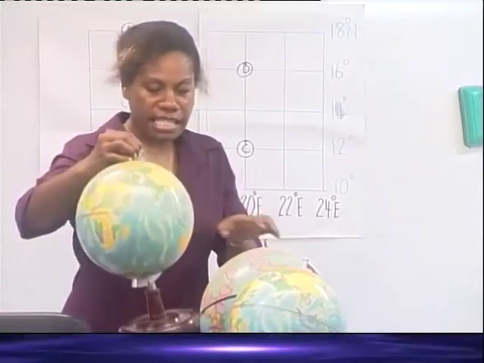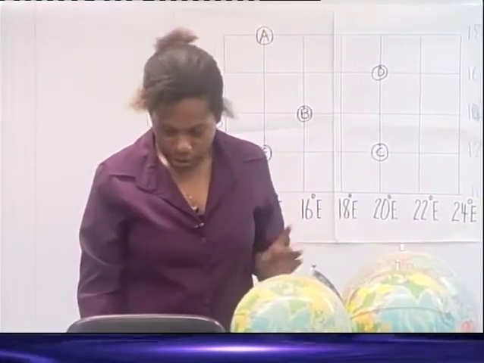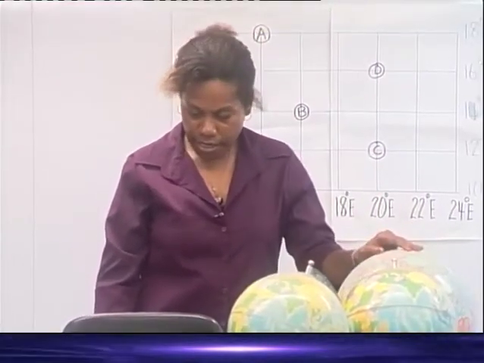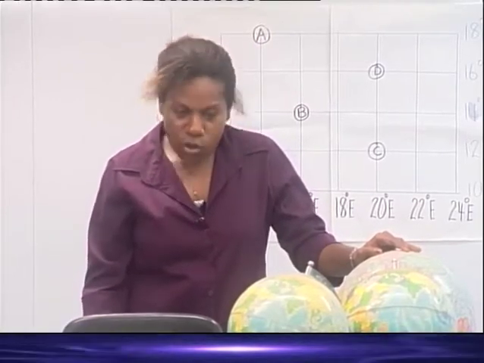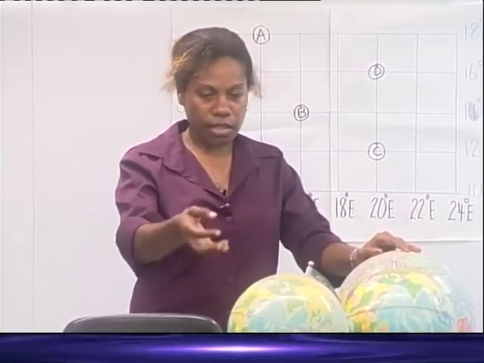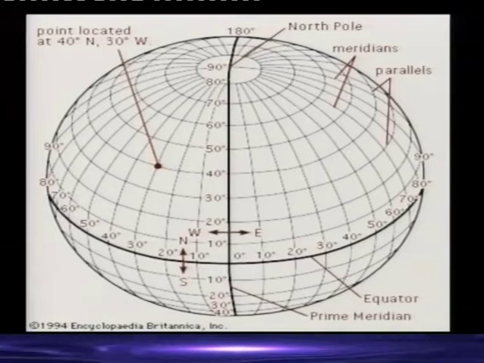So meridians and parallels instead of latitude and longitude lines. Okay, good. Now we'll move on. All right. So you always find these lines, latitude and longitude lines, on a grid or atlas, map, globe.